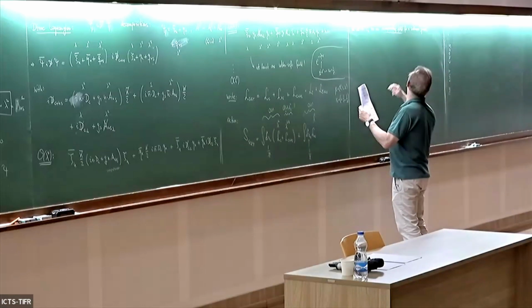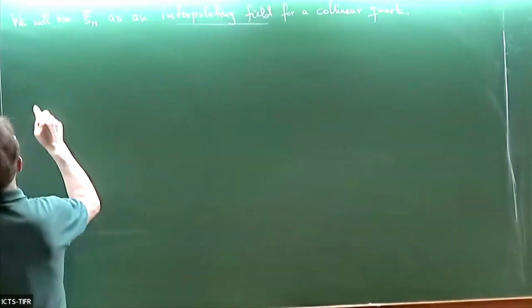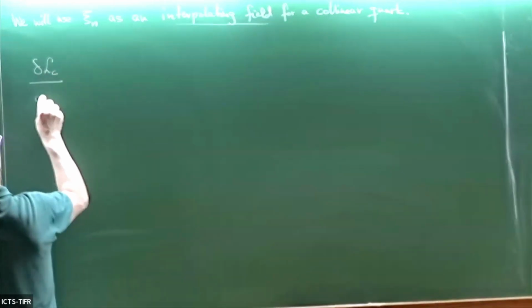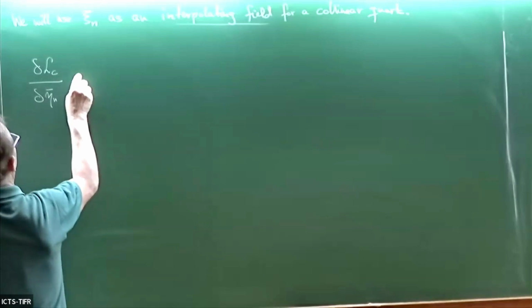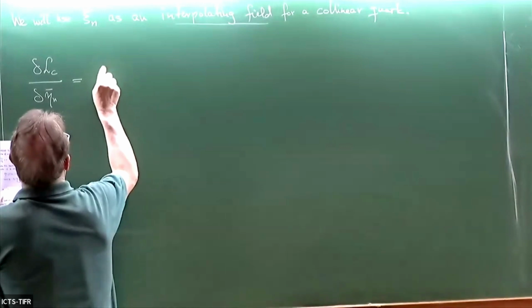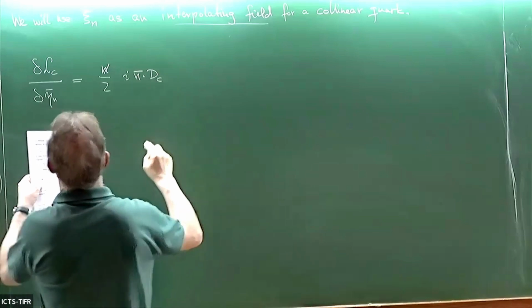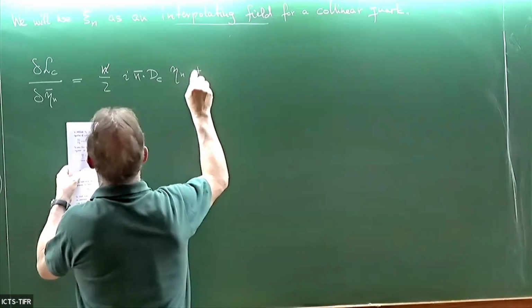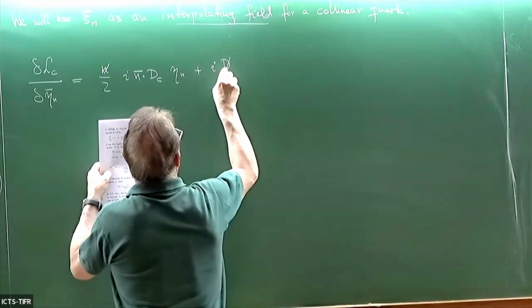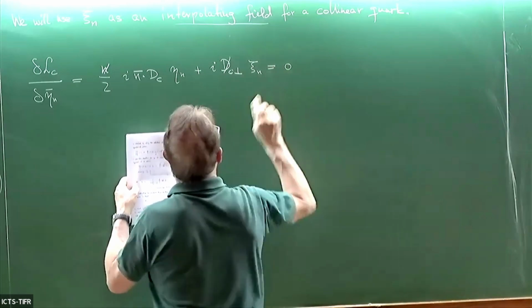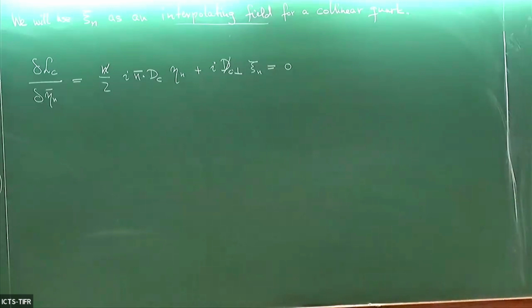I'll do it here. Let me not use functional integrals. I'll use the pedestrian way. I'll solve the equation of motion. So I take just the collinear Lagrangian now, take the variation with respect to eta bar. And since no derivative of eta bar enters, I can set this to 0. This is n-slash over 2, i n bar dot d collinear times eta plus i d-slash collinear perp times xi is equal to 0.